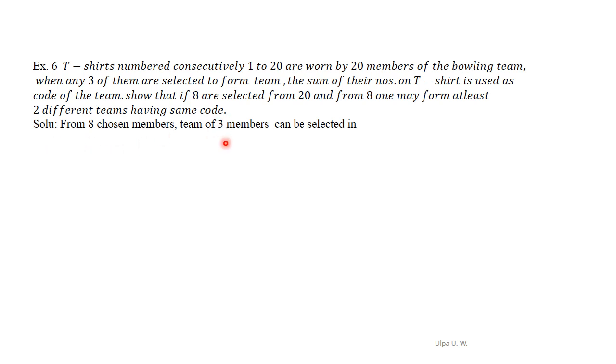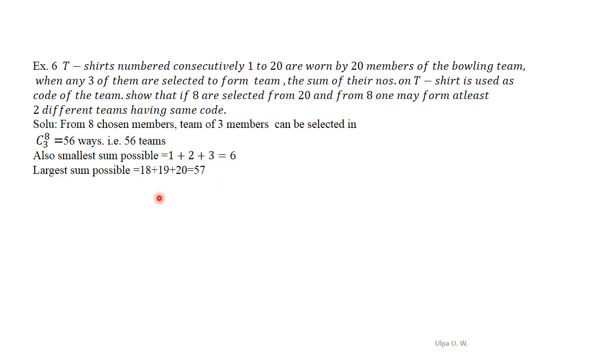Now the solution goes like this. We have to select 3 members out of the chosen 8 members, and that can be done in 8C3 ways, that is 56 ways. So in total we are going to have 56 different teams. Now since the t-shirts are numbered from 1 to 20, the smallest sum possible is 1 plus 2 plus 3, that is equal to 6, and the largest sum possible is 8 plus 9 plus 20, that is 37. So in total there are 52 codes lying between 6 and 57, both inclusive.